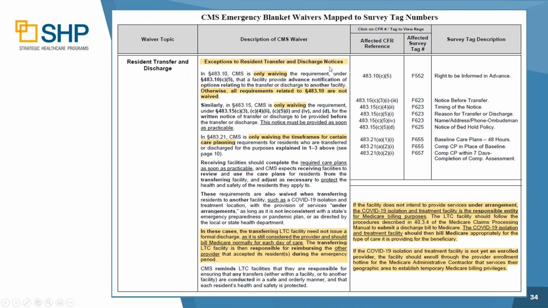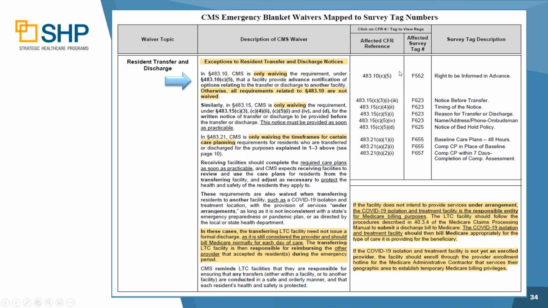Exceptions to the transfer and discharge notices. So what we did with this, we went back to all of those CFR reference numbers that we just looked at on the previous slide. And what are those? CMS is only waiving the requirement under C5 that a facility provide advance notification of options relating to transfer or discharge to another facility. Notice this statement: otherwise, all requirements related to 483.10 resident rights are not waived.